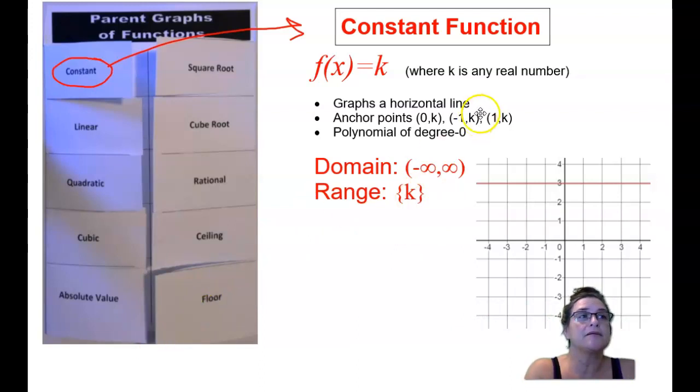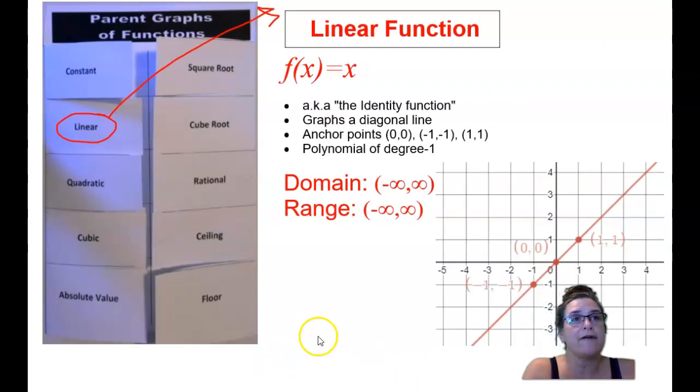Okay. The next graph that we want to consider in our parent graph family is the linear function. The linear function's equation is f(x) = x, or y = x, which is why it's also called the identity function. In a lot of textbooks, including the textbook we use, they call it the identity function, because whatever goes in for x comes out for y. So if we put in 0, we get out 0. If we put in 1, we get out 1. 2 brings out 2. -1 gives -1. So our anchor points for the parent graph are the origin, (1, 1), and (-1, -1).